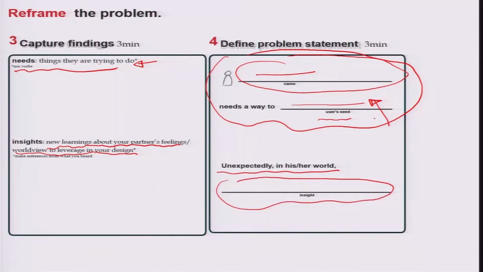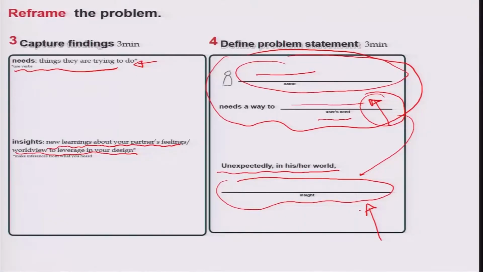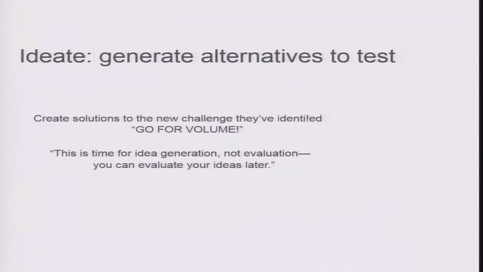Then, unexpectedly in his or her world, you give an insight that the reason why he or she wants to do this is because there is some aspiration at the back of the mind, or some event which happened back in time, because of which this need arises. Okay. So, this would give you a feeling of how to map one's mind. So, do this activity very diligently, and then finally, you would generate an alternative to test.